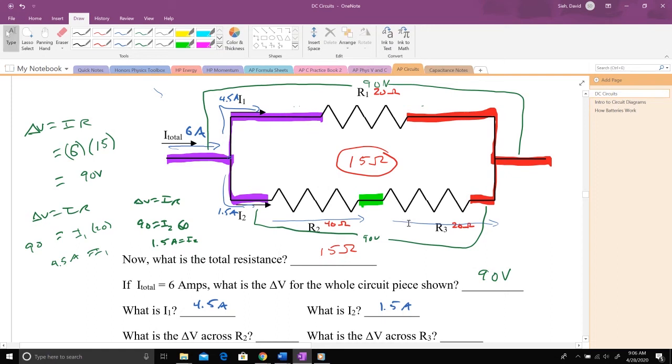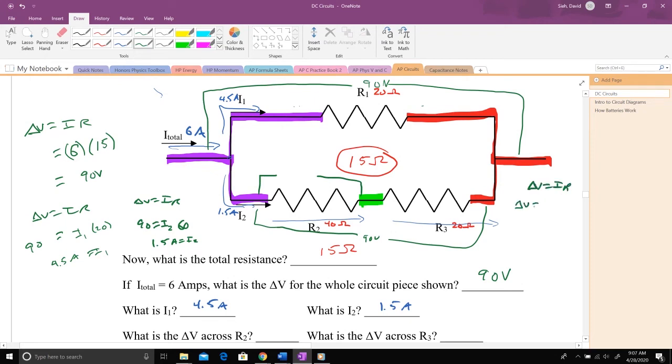All right. What's the delta V across R2? Now I want to know something different. I want to know the delta V just in this part. This delta V better end up being less than the full 90 volts to go from purple to red. It's going to be a step down part way, and then the rest. So now I want to do delta V is IR just for this little resistor, just for R2 by itself.